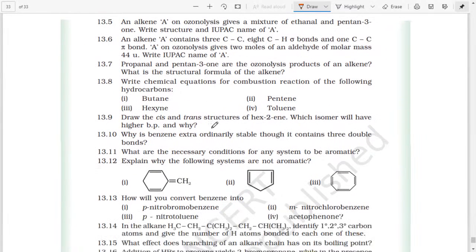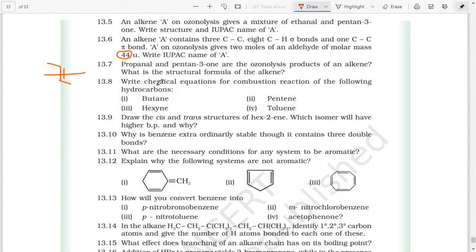Next, an alkene A contains 3 C-C single bonds, 8 C-H sigma bonds, and 1 C-C pi bond. A on ozonolysis gives 2 moles of an aldehyde of molar mass 44. Write IUPAC name of A. It is nothing but but-2-ene, 1, 2, 3, 4. Just break here. It is going to give this ethanal. What is the molar mass? Ozonolysis, it is going to be CH3CHO. Molecular weight is 44. So but-2-ene is the answer, students.